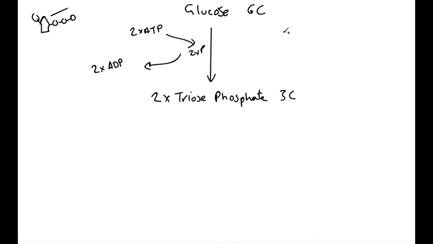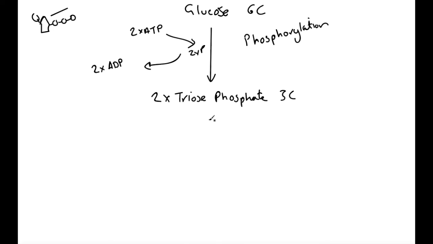This step from the glucose to 2 times triose phosphate is called phosphorylation. And it's called phosphorylation because you're getting some phosphates added. Okay, so that's this section from here to here.